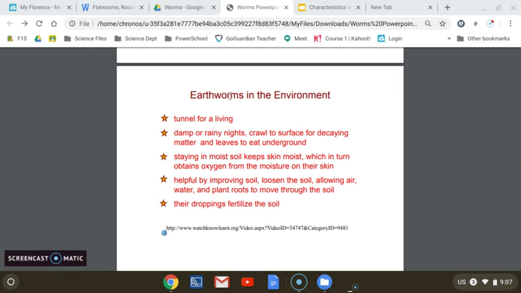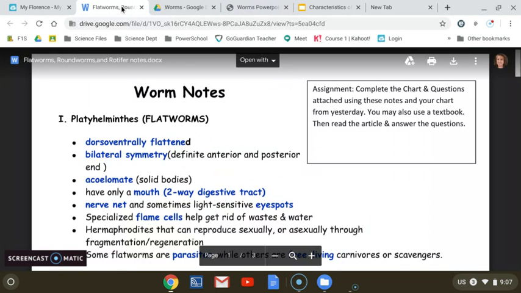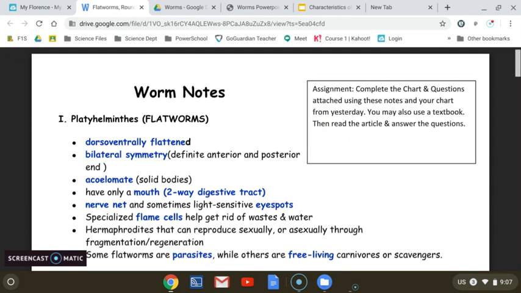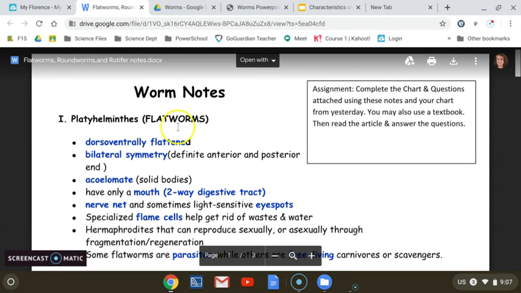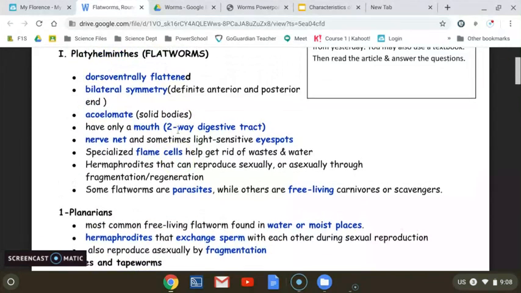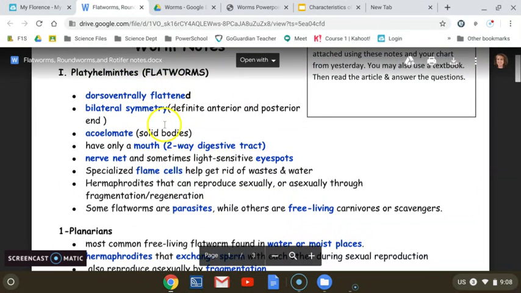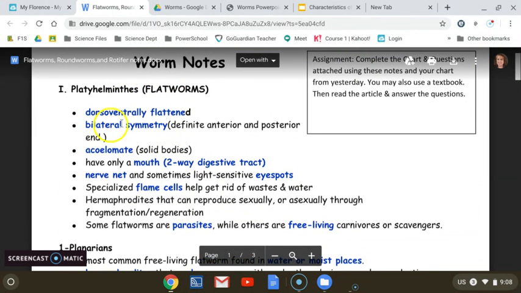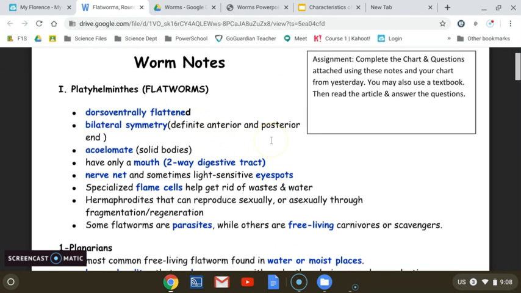So anyway, I'm going to now go to the other one. This will also be located in here, but anyway, this goes along more with the types of worms. So again, you have your flatworms. They're dorsoventrally flattened. They are bilateral in symmetry, which means they have a definite anterior and posterior end, so top and bottom. They are acoelomates.